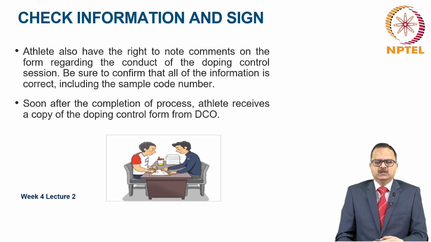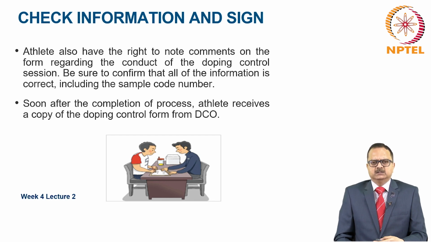The athlete has the right to note comments on the form regarding the conduct of the doping control session. Be sure to confirm that all the information is correct, including the sample code number. Again, the number on the bottle, the number on the outside of the kit, and the number on the form should be the same. The list of drugs which you have provided to the DCO should be the same as what you have given. The dose and the last date of consumption should also be mentioned clearly. Once the process is completed, the athlete will receive a copy of the doping control form from the DCO.